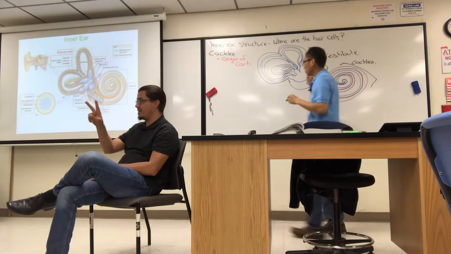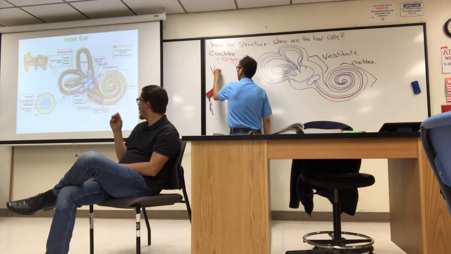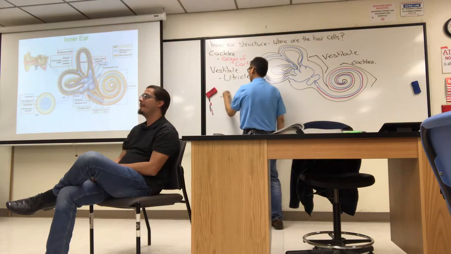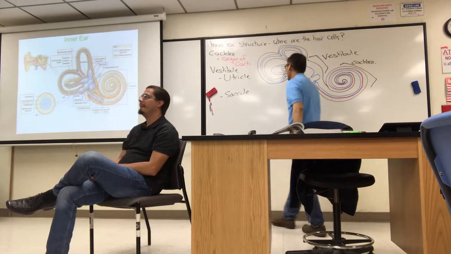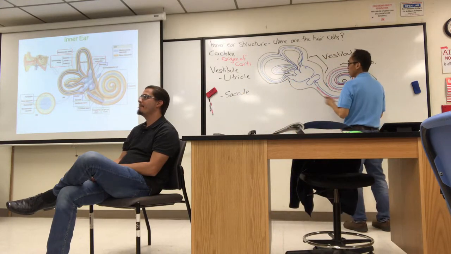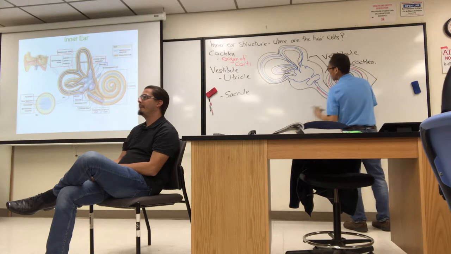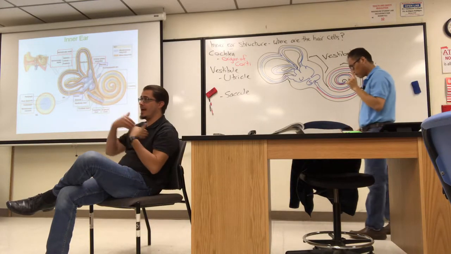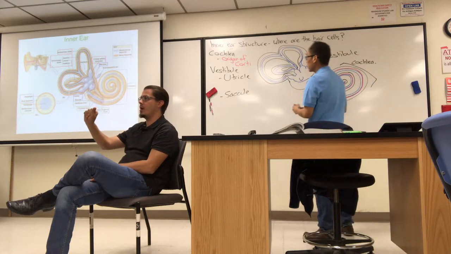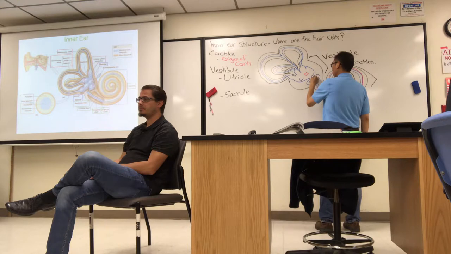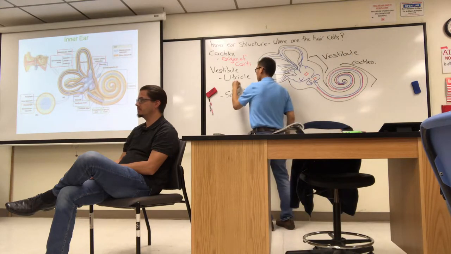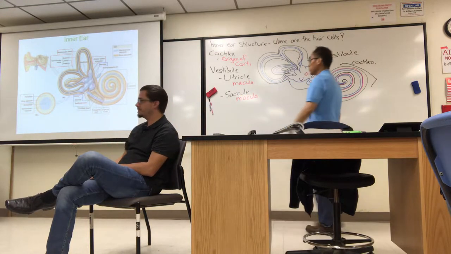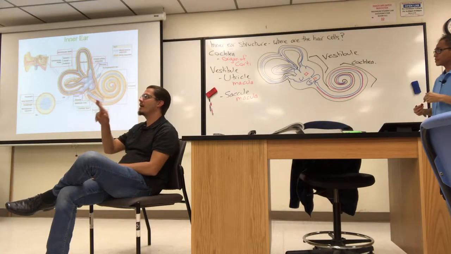Now the vestibule contains utricle and saccule. Put U and S. U, S, utricle, saccule. And the structures that contain the hair cells are called macula. So I'll just draw something that's red in there. So each of these has a structure called macula. That is the structure that has the hair cells. Everything in red has the hair cells.